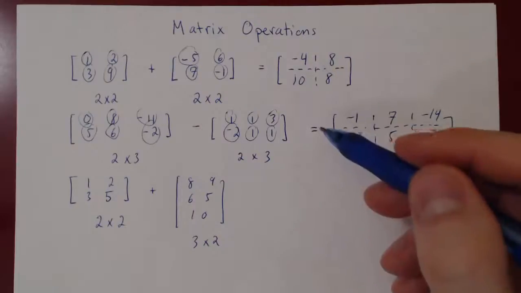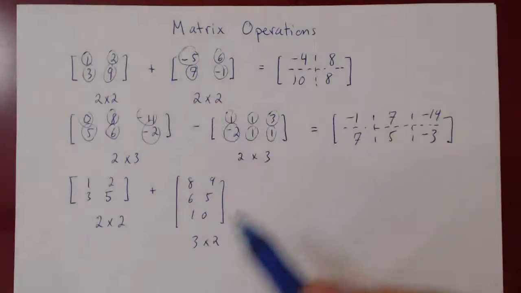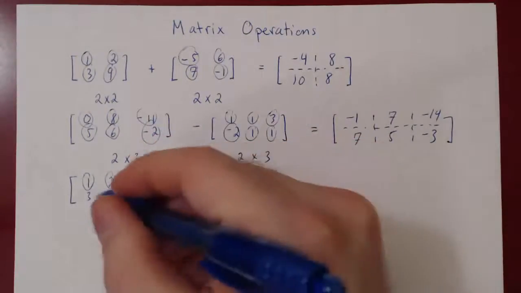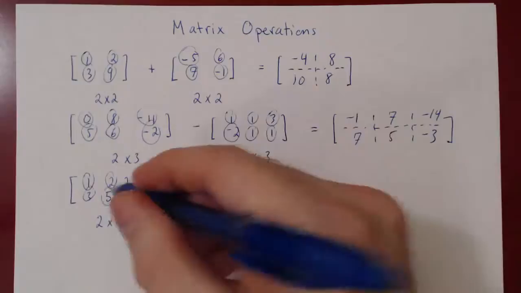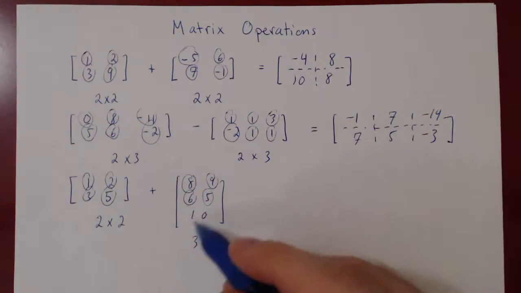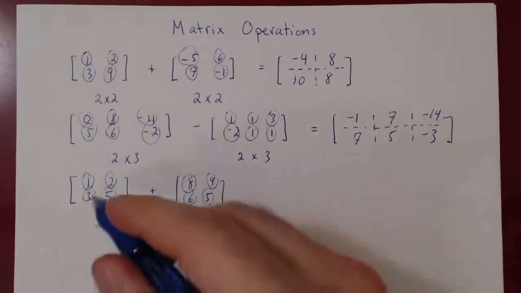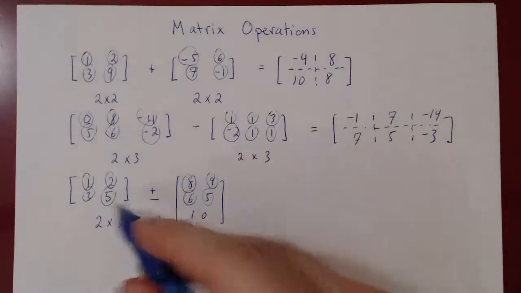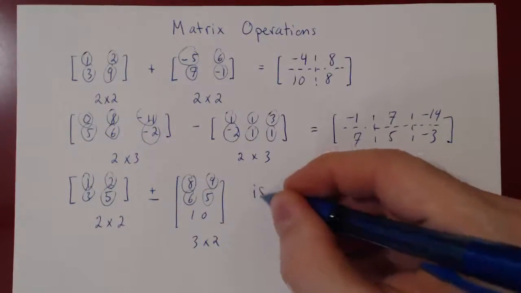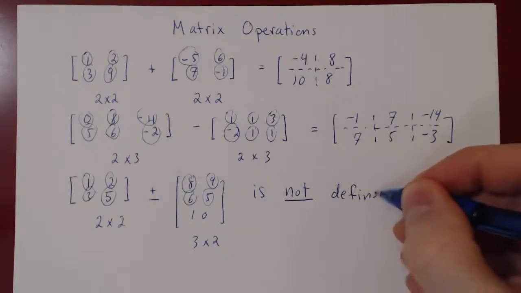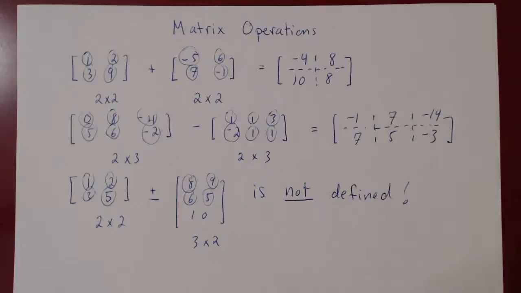If you think of it, well, if we're going to add corresponding entries, we would add 1 with 8, 2 with 9, 3 with 6, 5 with 5, but there's nothing here to add to this row. And so when you try to add or subtract matrices of a different size, the result is simply not defined. It does not exist. And that takes care of matrix addition and matrix subtraction.